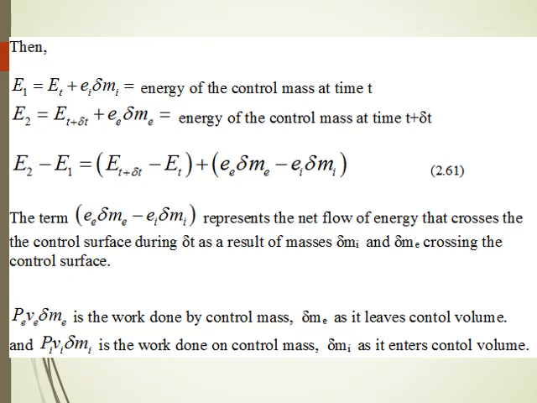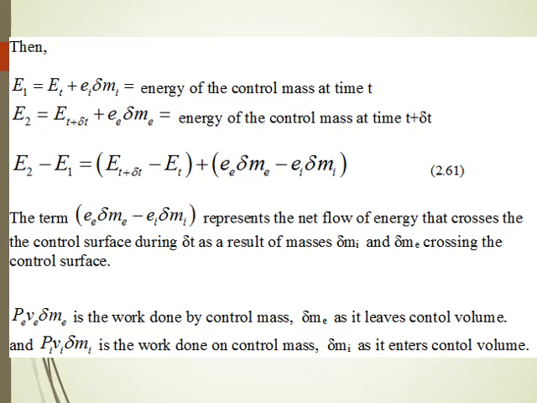Now this EE is representing the specific energy of the mass. So this EE when multiplied by del me will give the total energy associated with the mass. This E is basically the summation of the potential energy per unit mass, kinetic energy per unit mass, and the internal energy per unit mass of the mass that is leaving the control volume.